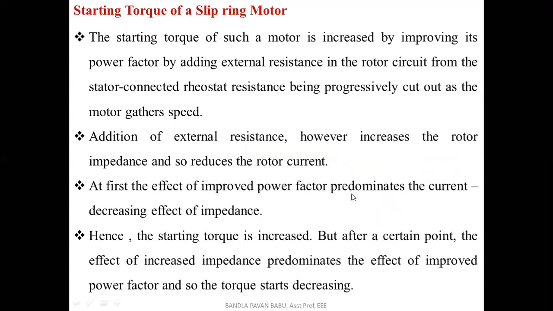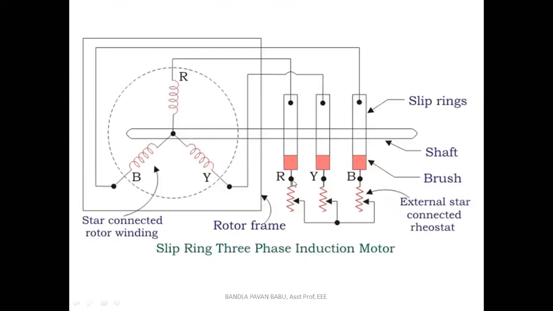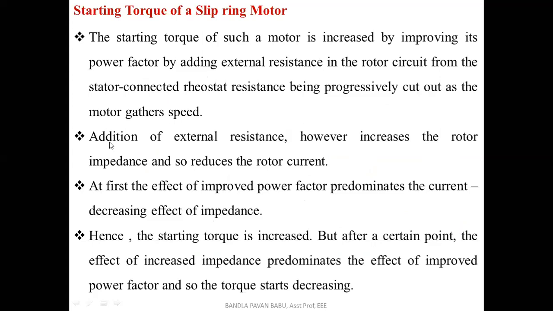Because of this external resistance, the speed can be improved by allowing the current. Next, addition of the external resistance, however, increases the rotor impedance and so reduces the rotor current. It limits the rotor current. At first, the effect of improved power factor predominates over the increased impedance. So even though it improves the starting torque, to a certain extent the power factor is fine, but after that it affects the impedance because it leads to some additional losses.